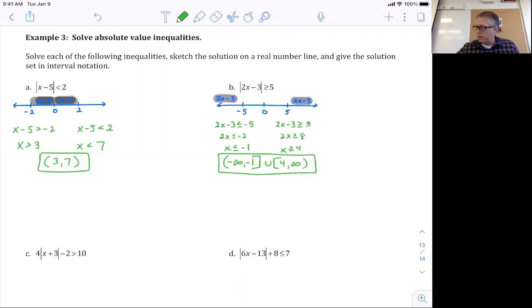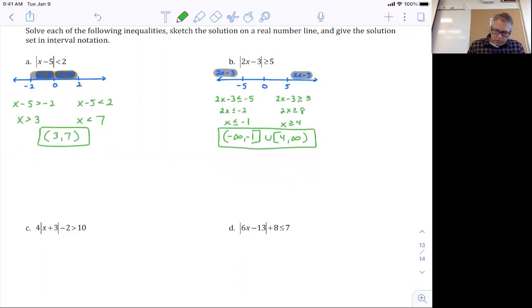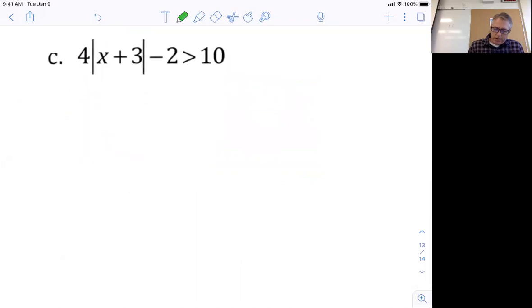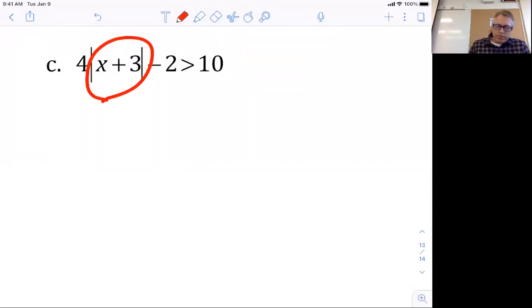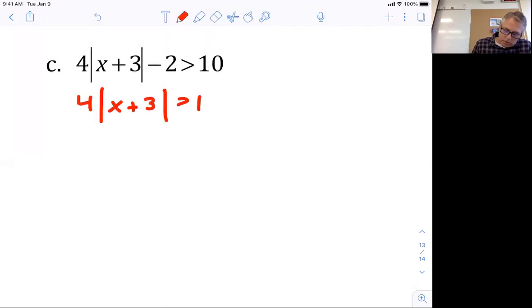All right, well, let's keep rolling here then. So to do this one down at the bottom, part C, we're going to do the same thing, but we just got to get the absolute value by itself first. So I'll add 2 to both sides. So I get 4 times the absolute value of x plus 3 is greater than 12. And so I get the absolute value of x plus 3 is greater than 3.